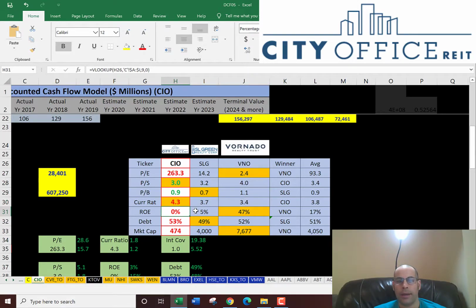ROE, CIO and SLG are doing terribly. VNO is doing great in ROE, so they're providing good value to their equity holders. Debt, they're all in the same range, around 50%, so that's pretty good. And CIO is the smallest company of the 3.